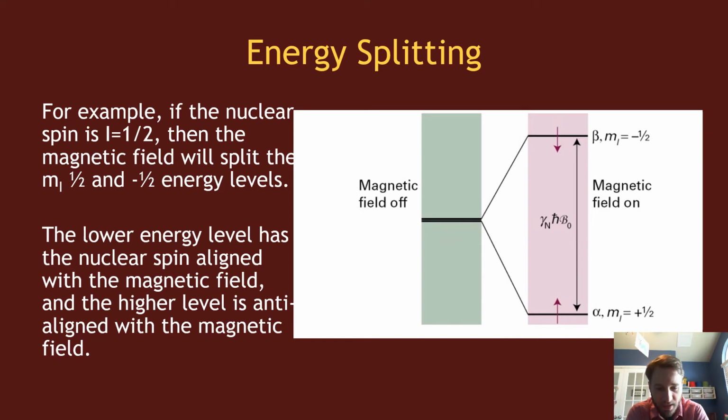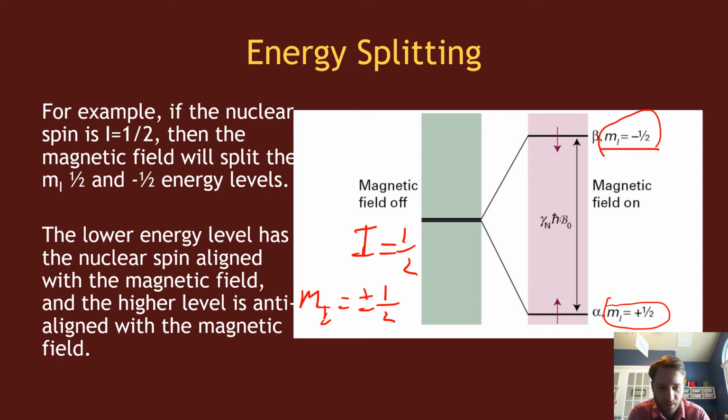And so if we pretend we have some molecule where I is equal to 1/2, then m sub I is equal to plus or minus 1/2. When there's no magnetic field, those are degenerate, same energy. But if I apply a magnetic field, then these energy levels are going to split, depending on whether it's plus 1/2 or minus 1/2.